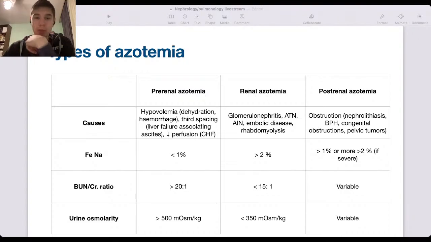I don't know, did I lose the connection? It is me who lost the connection.